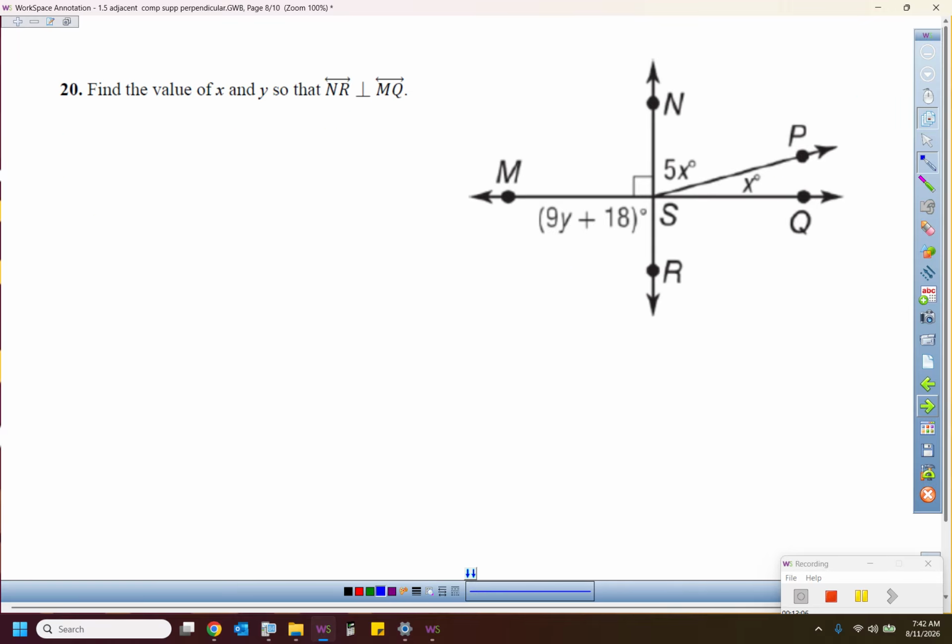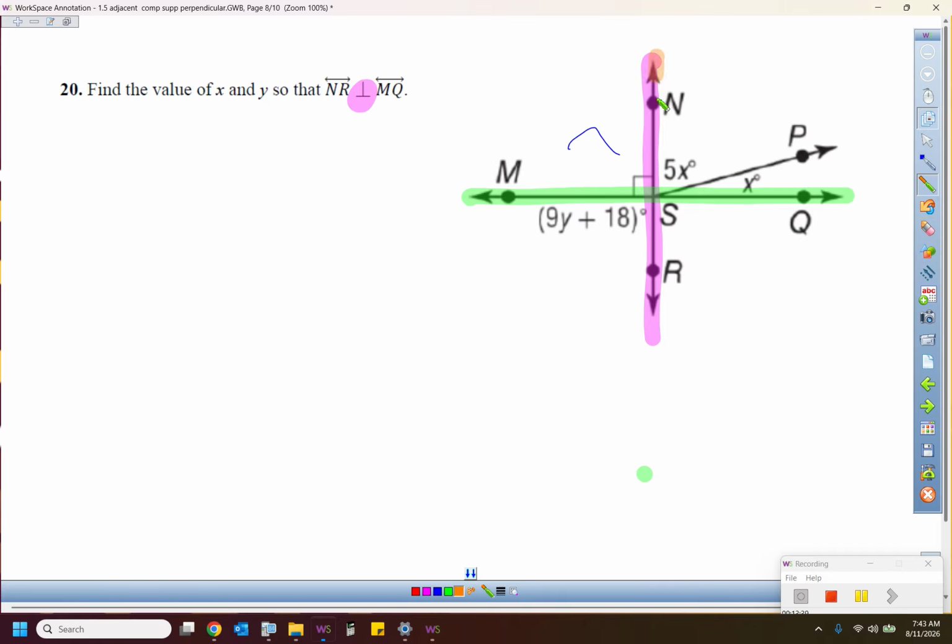So if we do this, it says find the value of x and y so that line NR is perpendicular to, that's what that means right there, line MQ. So basically you're trying to say, okay, they want this to happen. It's kind of weird that they already have the right angle box in there, but it's like they gave it to us. But find the value of x and y. Well, let's check them out. All right, let's check out x right here. You see these two dudes have an x in their expression, so I'm going to focus on them.